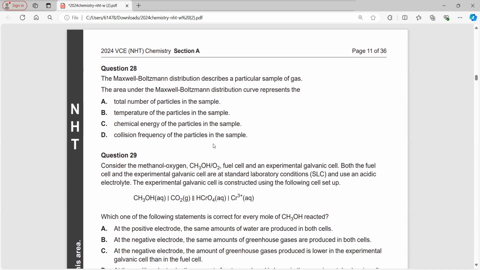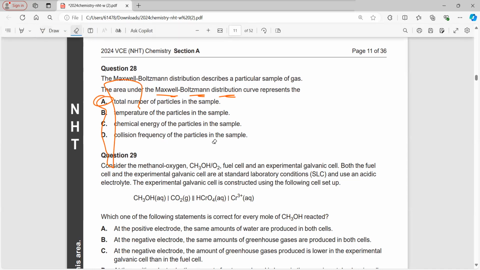Maxwell-Boltzmann distribution describes a particular sample of gas. The area under the Maxwell-Boltzmann distribution curve represents the total number of particles in the sample. I think that's just something that we need to know.